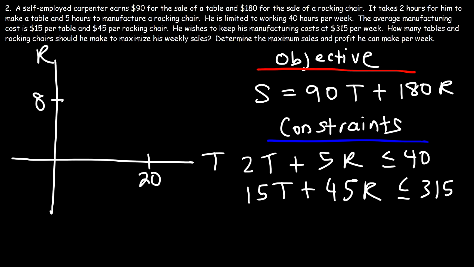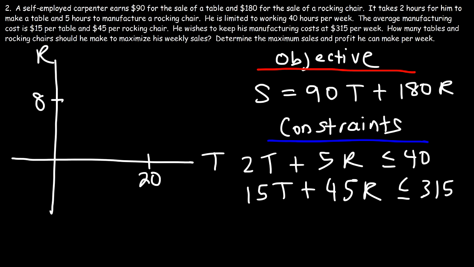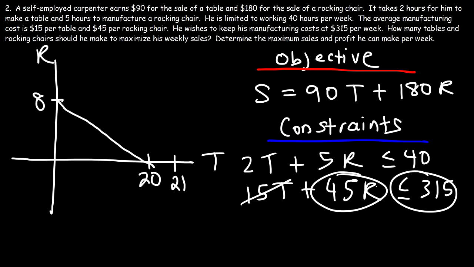Let's find the x-intercept. So if r is 0, we're going to have 15t is less than or equal to 315. So t is going to be 315 divided by 15, which is 21. Now let's make a line between these 2 points. Now the next point is going to be at 21. And then if t is 0, 45r will be less than or equal to 315. So 315 divided by 45 is 7.